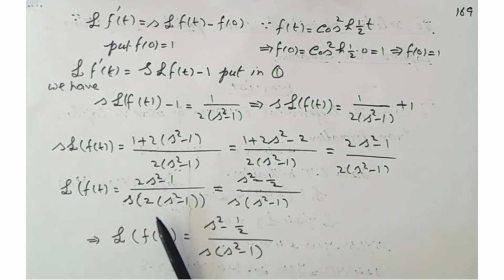This becomes s square minus 1 by 2 over s into s square minus 1. So Laplace of f of t equals s square minus 1 by 2 over s into s square minus 1.